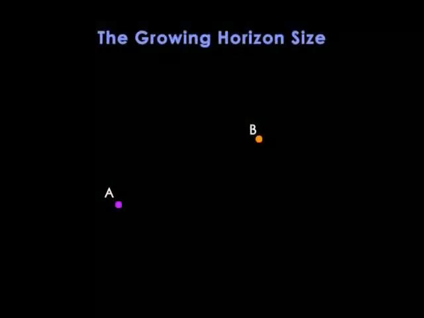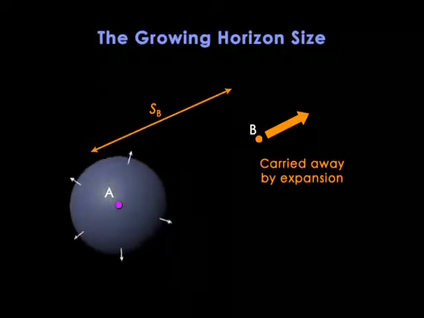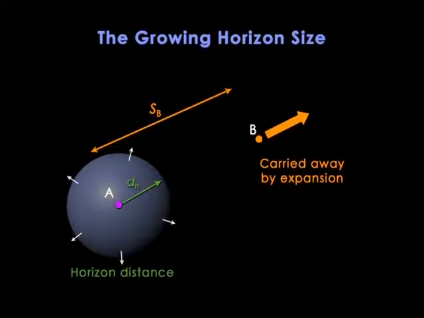So let's follow how this smoothing does in fact occur in these circumstances. Here are 2 points, A and B, an instant after the Big Bang. B is a distance, SB, away from A, and is being carried away by the expansion. Meanwhile, forces can propagate away from A at roughly light speed and have reached a distance, dH. Cosmologists call this the horizon distance. Basically, A can't see or feel anything beyond the horizon distance. There simply hasn't been time for light to cross a larger distance. So the key question is, has B ever been inside A's horizon? Could it ever have been in contact with A?